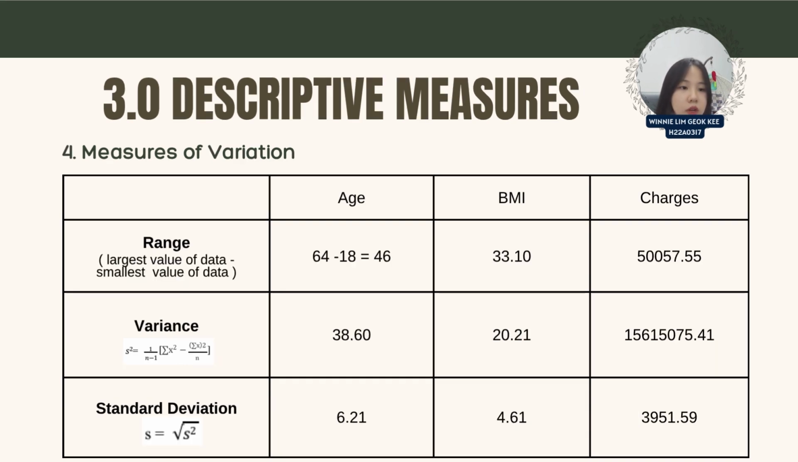Last, measure of variation. The range is the difference between the highest and lowest value in a dataset. It is calculated by subtracting the minimum value from the maximum value. The variance is the measure of the dispersion of the data relative to the mean.